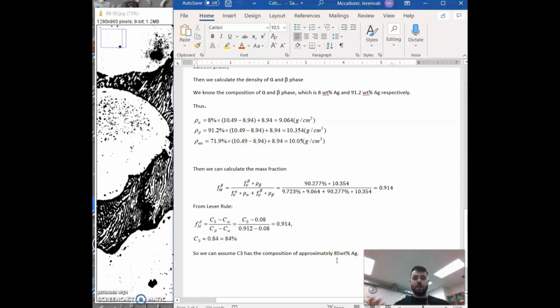So relatively easy. You just need to calculate densities. Well, first you need to take your image and convert it to black and white, then figure out the fraction of each one of your phases. Then you calculate the density for each of those phases. Then you calculate the total mass of each phase present in your image, and then you use the lever rule to calculate the original composition of your sample.